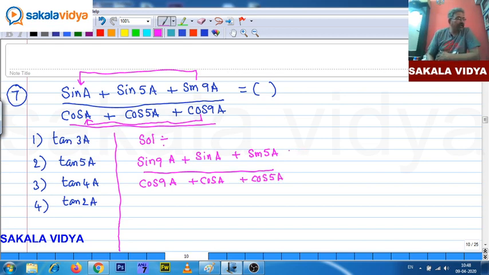Very simple technique. 9A plus A becomes 10A, and if you divide by 2, 10A is easily divisible by 2 and you will be getting 5A. Understood now. That is the reason we need to do it like this. Here the sin C plus sin D formula we need to apply, and next we need to apply cos C plus cos D. These two formulas you need to remember.